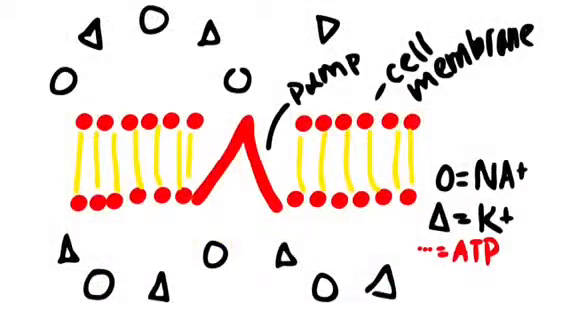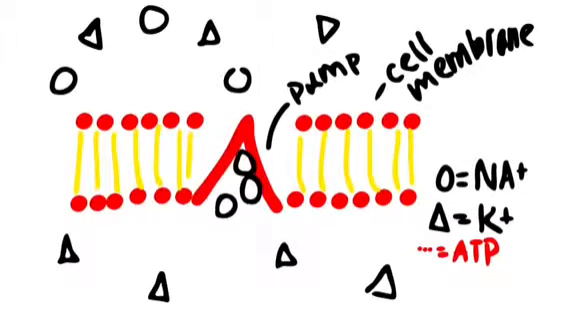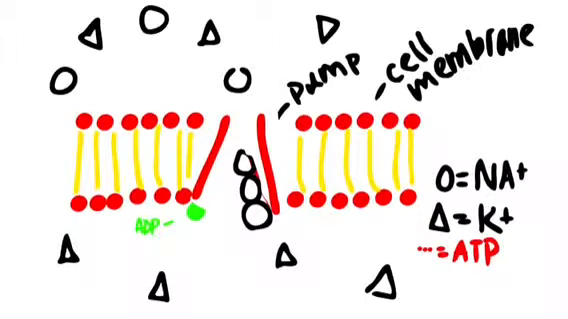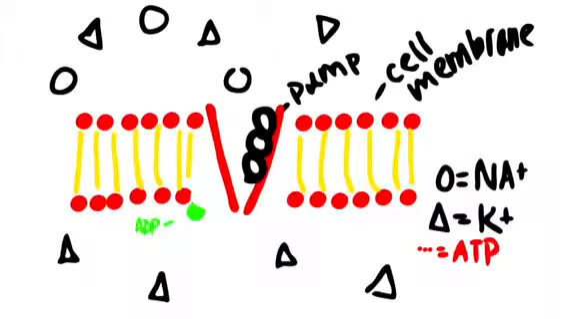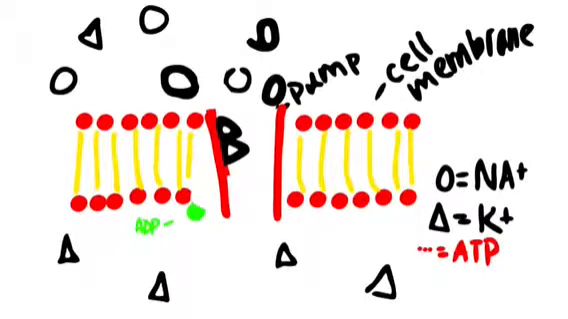Three sodium molecules move into the pump, and then ATP attaches itself to the pump and turns into ADP, which is when a phosphate breaks off. That creates energy, so the pump moves and lets out all of the sodium. Two potassium molecules go in, and then the pump moves again and lets out the potassium.